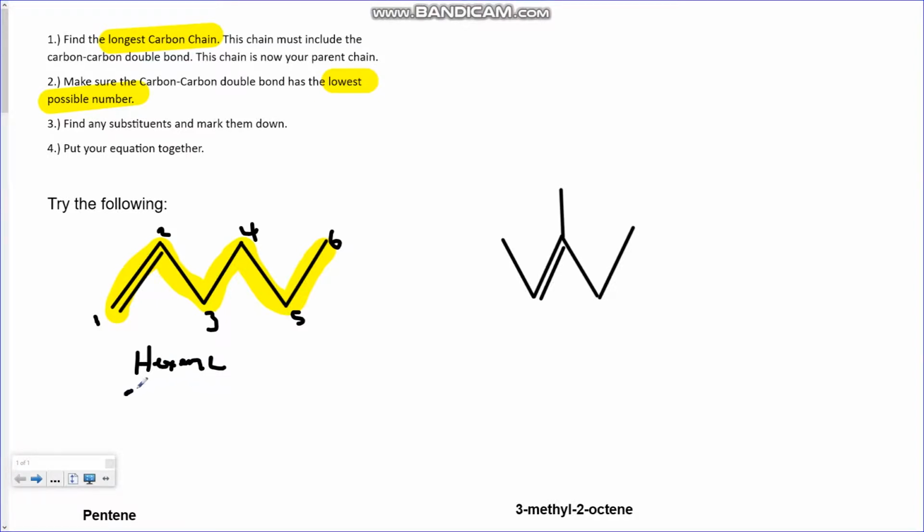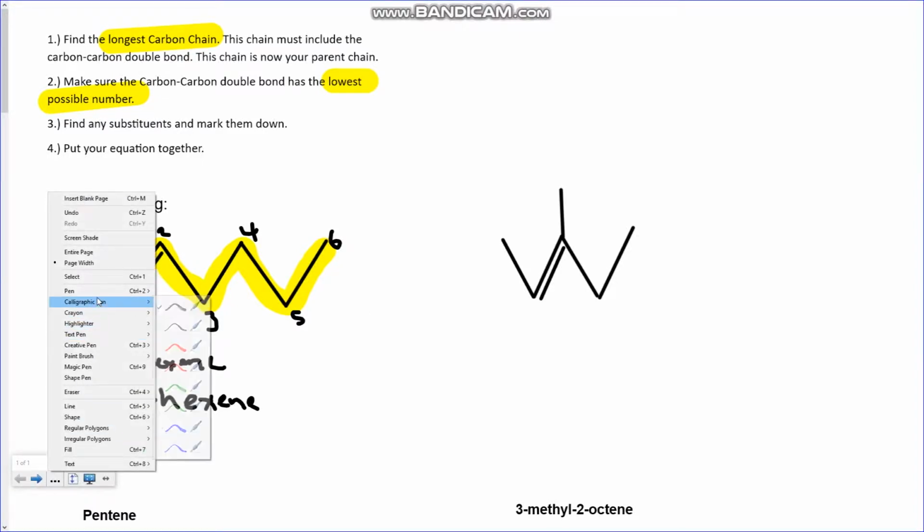Oh, looks a little janky, but that's fine. You can write it as 1-hexene as well, which is the same thing. The reason you don't include the 1 is because it's just assumed to be 1 when it's not written. So you have 1-hexene or just hexene here. Moving on to the next example.